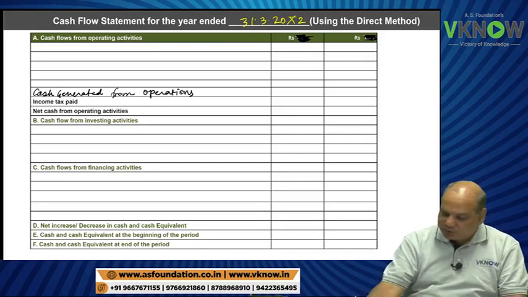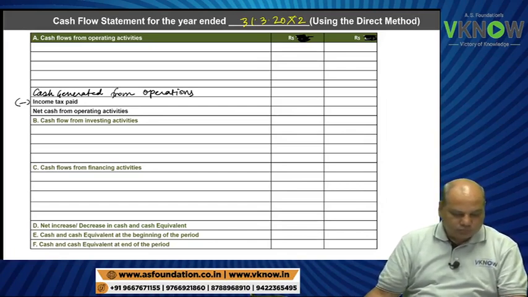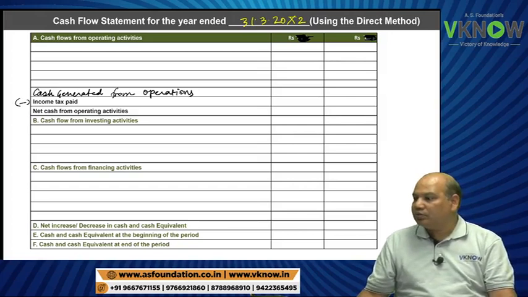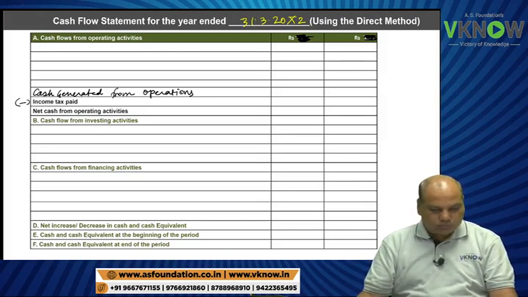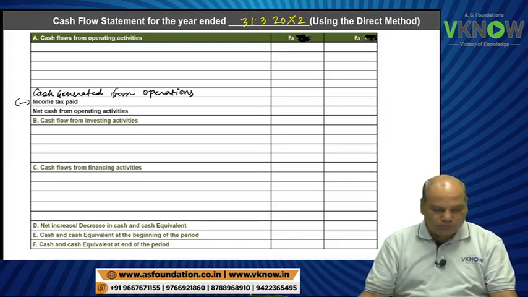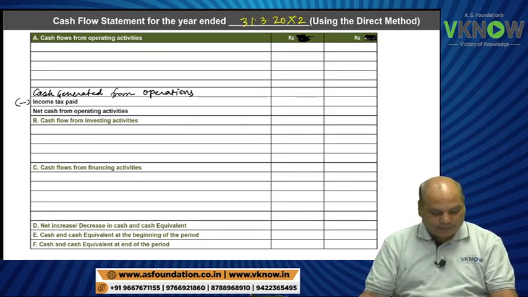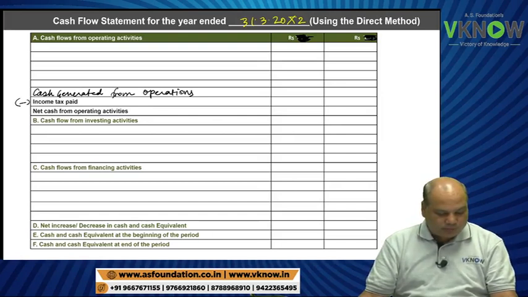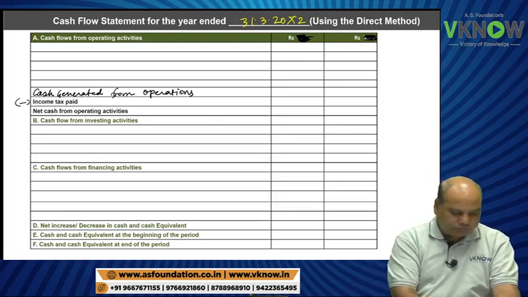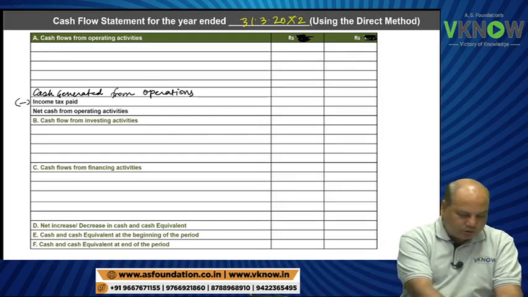Then write down less income tax paid. Then write down net cash flow from operating activities.